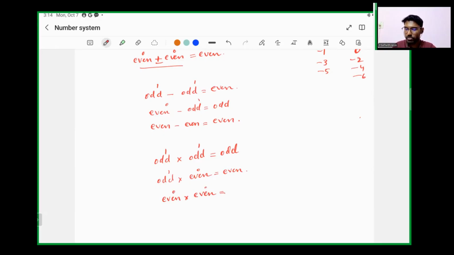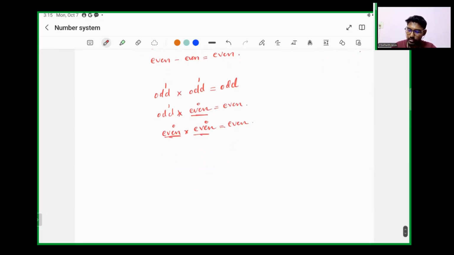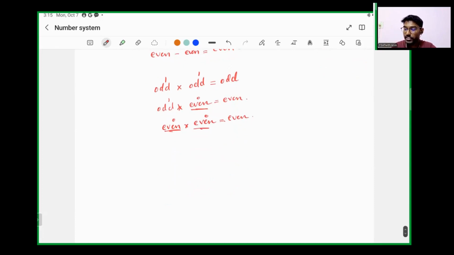Just take 0. 0 into 0 is 0. It's an even number. Okay, so do like this. Now, when it comes to multiplication, if there is only one even number, it will become even. If one of the numbers is even, then the total number will become even. Okay. Now, what about division?